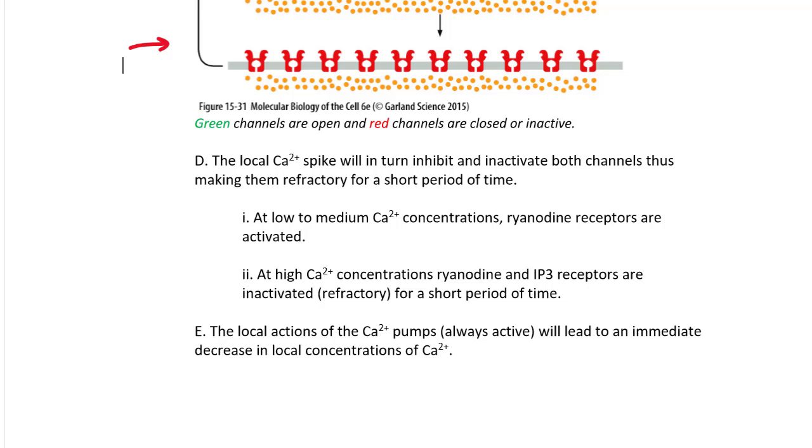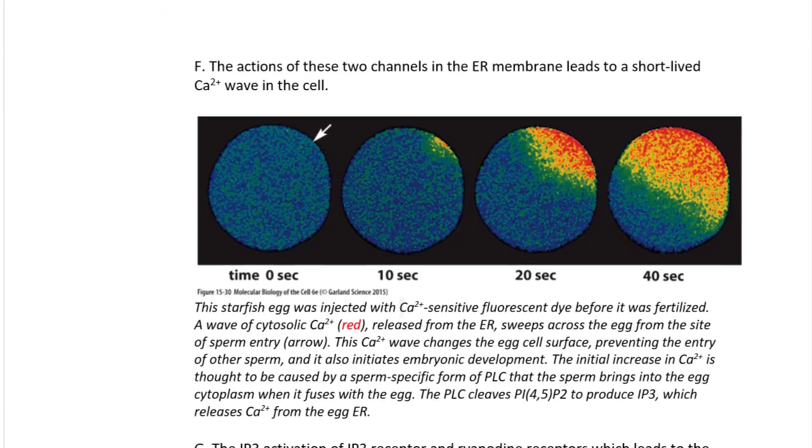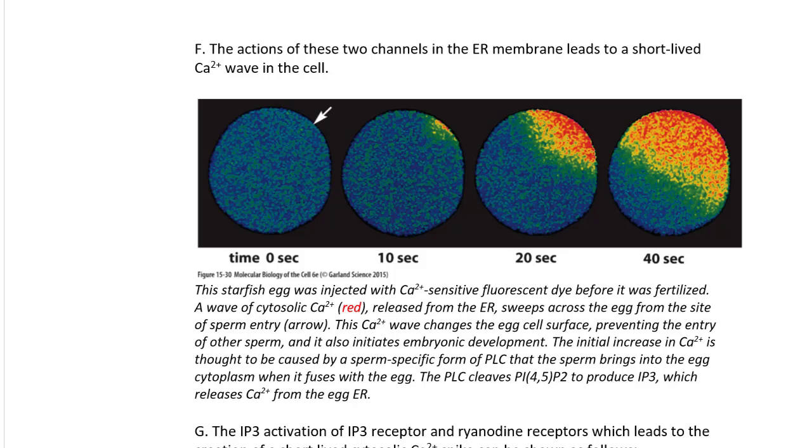The local actions of calcium pumps will lead to an immediate decrease in local concentrations of calcium. And this is just noting that the process to remove calcium from the cytosol is always active. So once these receptors, IP3 and ryanodine receptors, are in this refractory state, then the only thing available is these off switches, which will lead to calcium concentrations within the cytosol crashing immediately. The actions of these two channels in the ER membrane leads to a short-lived calcium wave in the cell.